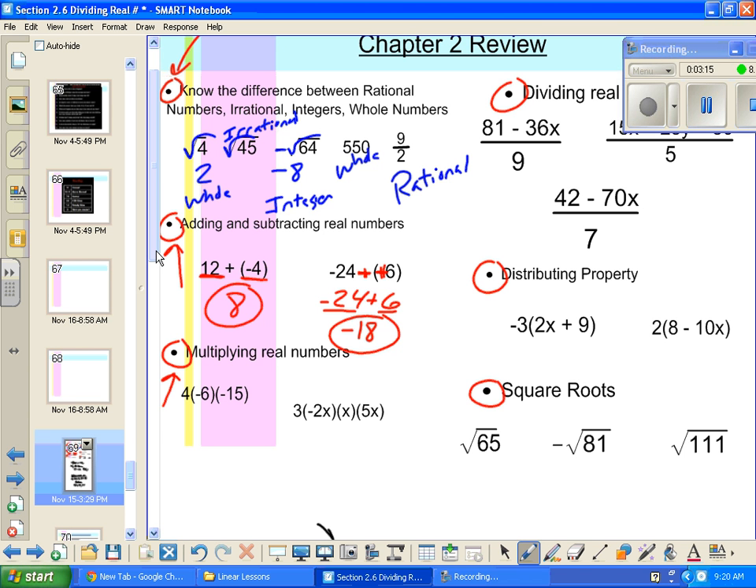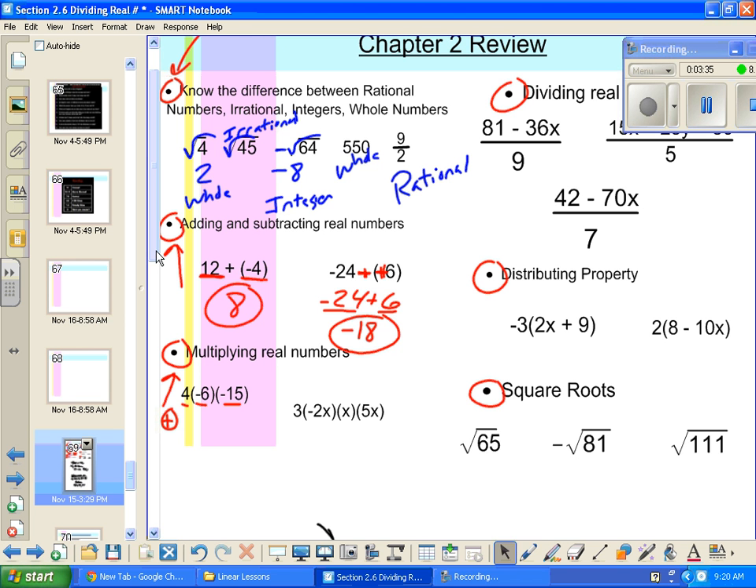So looking back at some of these multiplying real numbers problems, again, we did this in, I think it was section 2.4. A problem like this where it's 4 times negative 6 times negative 15. Something I would hope they would be able to do is count up the number of negative signs and realize that the answer to this problem is going to be a positive answer no matter what. And then be able to multiply the numbers together.